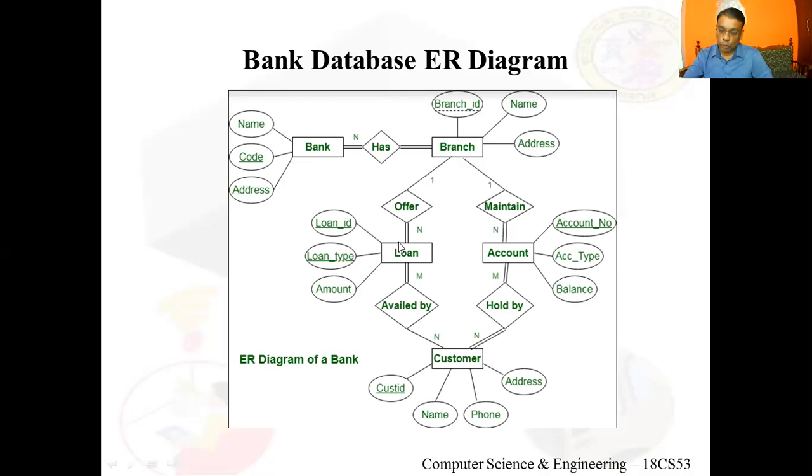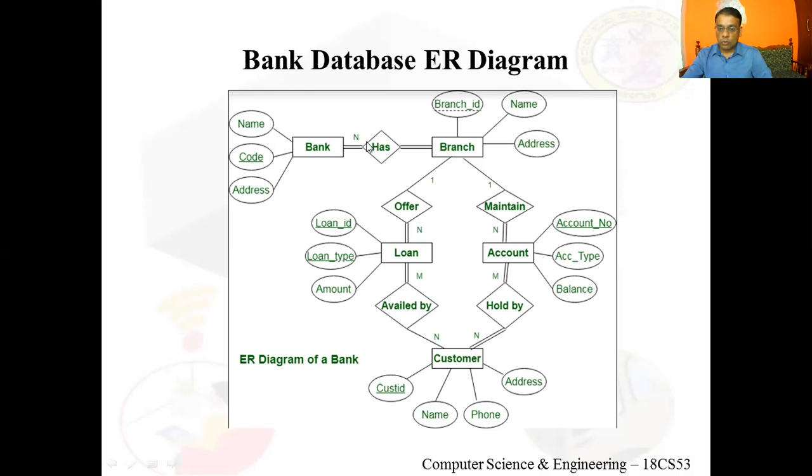Branch offers loan. Right now I'm reading from top to bottom. Branch offers loan. Loan will have loan ID, loan type, loan amount. Branch maintains accounts. Account number, account type, whether it is a saving bank account or current account or joint account, balance. Customer holds account: customer name, customer ID, phone, address. Customer avails loan, loan availed by customer. It's left to you, you can read it in whatever order.